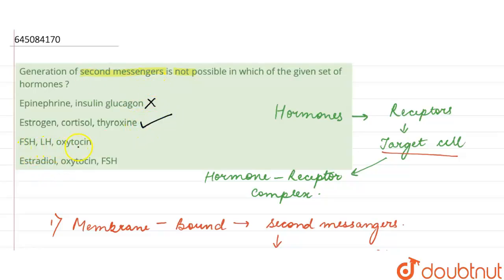Then FSH, LH, and oxytocin. Now here oxytocin and LH are the peptide hormones, therefore this will not be our answer. And even the third one is not our correct pair. The hormones that will not produce second messengers are the estrogen, cortisol, and thyroxine.